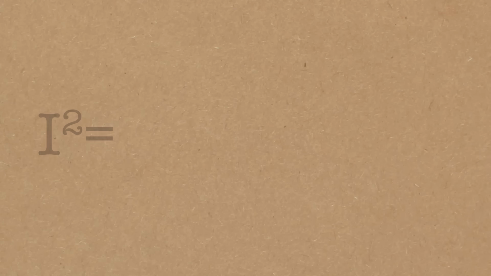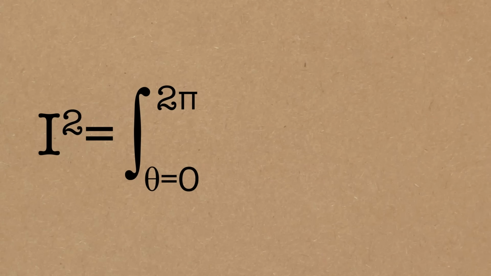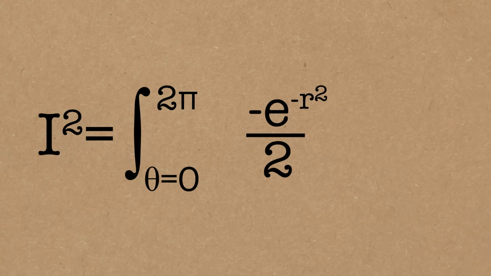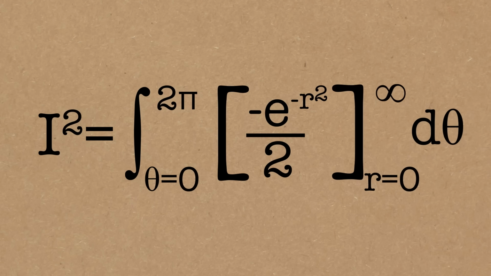So what do we get? I squared is, I'm going to do the integral with r, so we've still got theta there. Can't do anything about that. But the r integral is just going to be minus e to the minus r squared over 2. I've just multiplied through by minus a half to get rid of that 2, and we'll get our function. And then I have d theta, and I have to substitute in my limits, which are 0 to infinity.